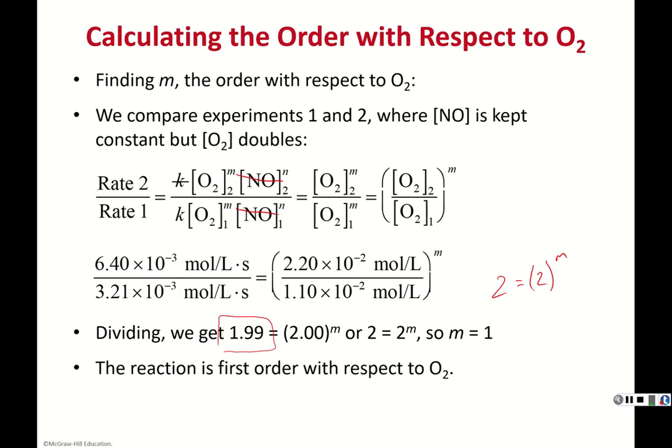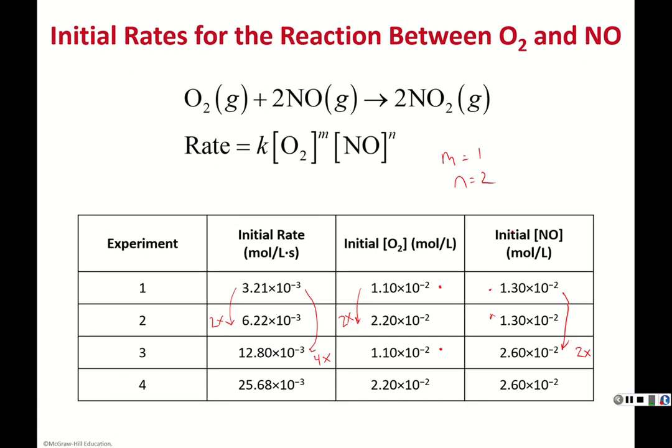And then if we did that same experiment for experiments 1 and 3, you would see that the rate of experiment 3 divided by the rate of experiment 1 would be something like 4. So your concentration would be doubling for NO, right? 1.3 times 10 to the minus 2 over 2.6, or it'd be 2.6 over 1.3, so that'd be doubling, to the n power. So n has to equal 2 for that case.